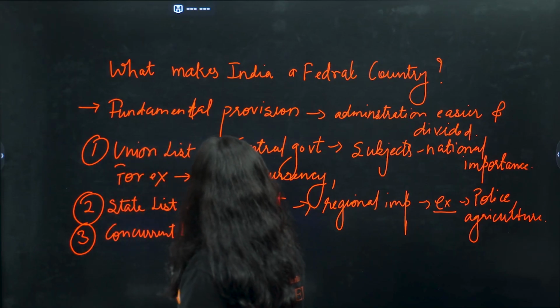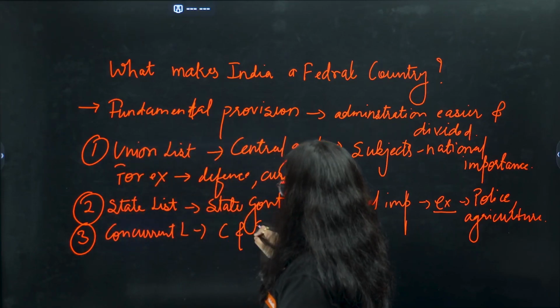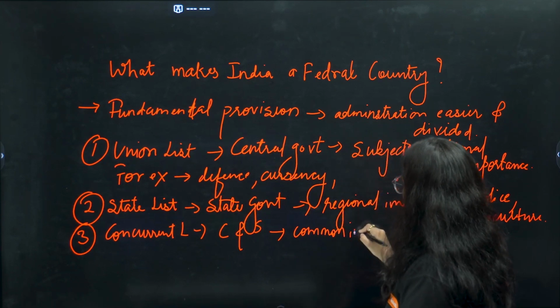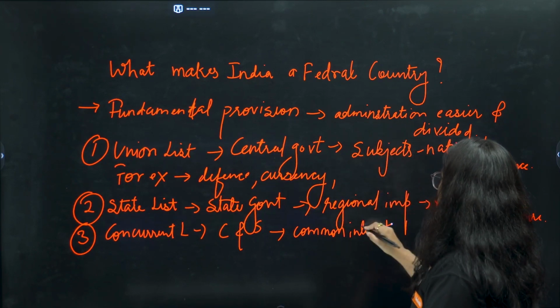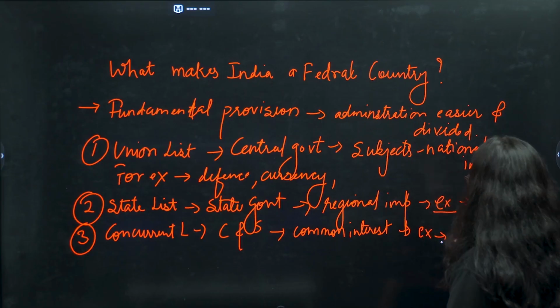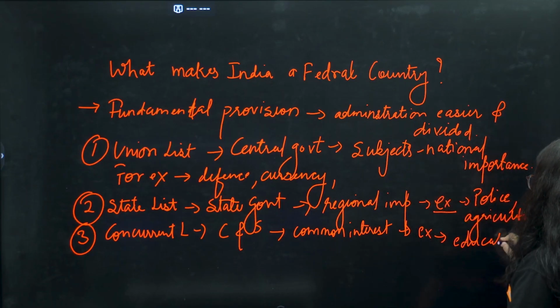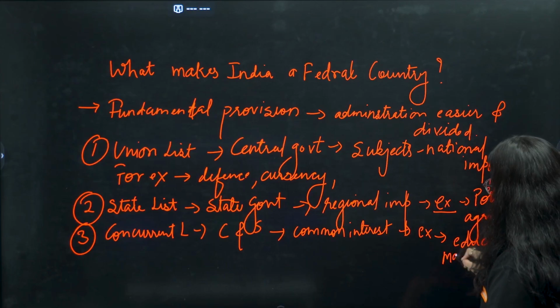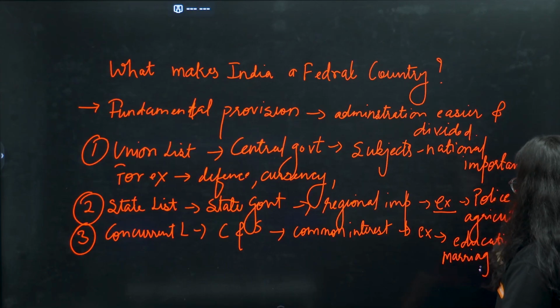Moving to the next one, that is the concurrent list. Who makes the law? Both central and state government. What are the subjects? Subjects of common interest. Example, very important, do not forget to write education. Other than education you can write marriage, adoption, succession.